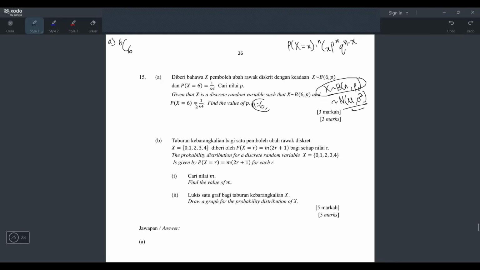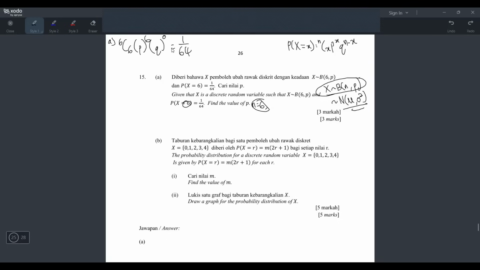6C6, because the n is also 6 and the x is also 6, and then bracket, the bracket will be probability of success p, but they never give us, so nothing we can do, just write p. And then this one q also not given, so just write q, and then this will be power 6, this will be power 0, and the whole thing will give you 1/64, right?